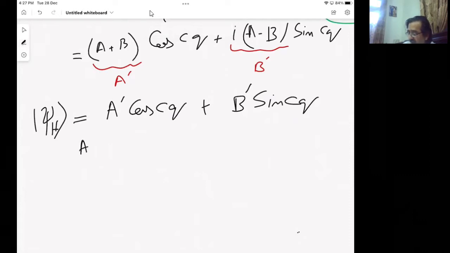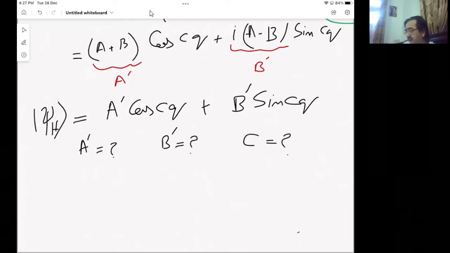We have to find what is a prime, b prime and c. We have three constants, and we have to find the value of these three constants. How will we find the values of these constants?